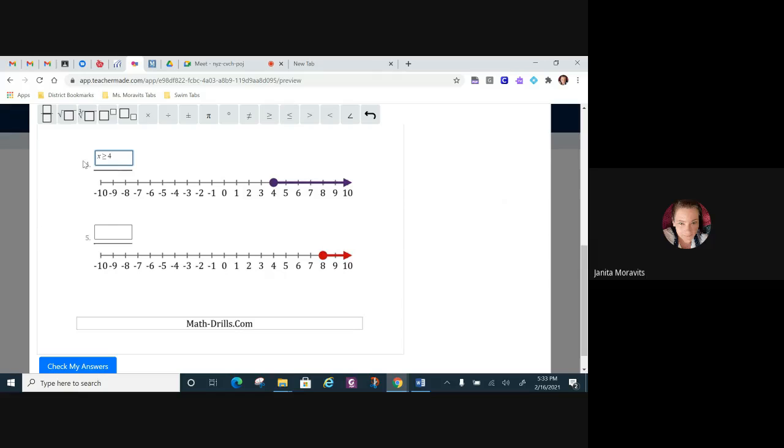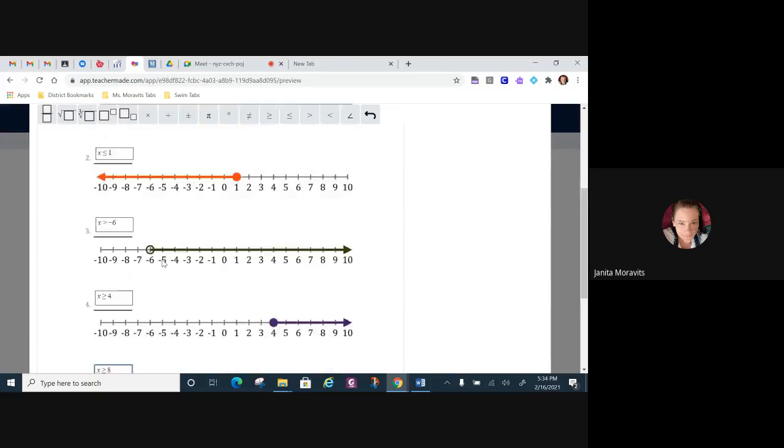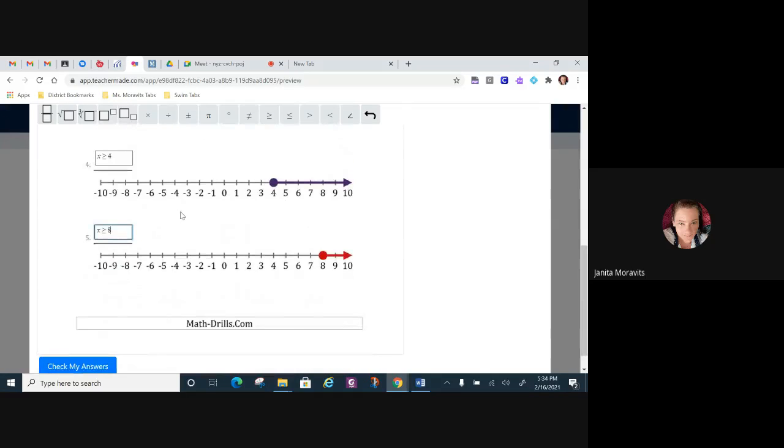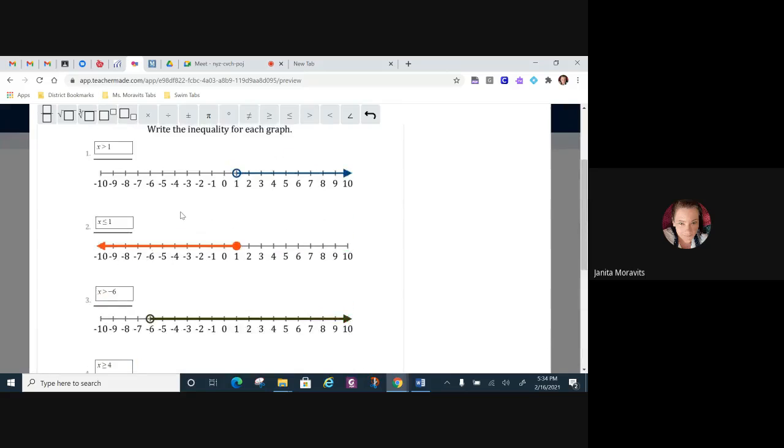All right, let's look right here at number 5. We have x. Now our number is 8. It is a closed circle, so that means that it's equal to 8 and it's going to the right, so it's greater than 8. So we have greater than or equal to 8 for that one. I want you to fill in your answers, and if you don't understand this, I want you to back the video up and watch this part again.